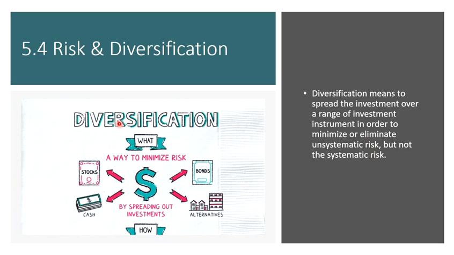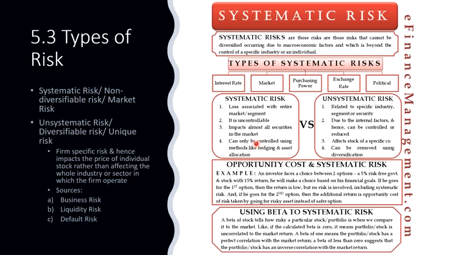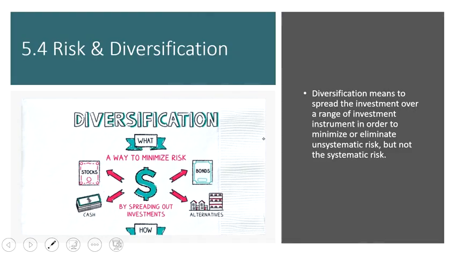Sebabkan kita ada risk, so untuk minimizekan risk kita akan buat diversification. Tetapi diversification ni hanya akan eliminate the unsystematic risk, not the systematic risk. Systematic risk kita kena buat hedging and asset allocation. Itu cara nak minimize the systematic risk. So apa maksud diversification ni? Maksudnya okay, kita ada duit, so kita spreadkan dia.